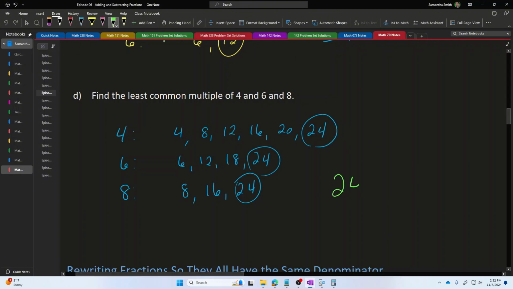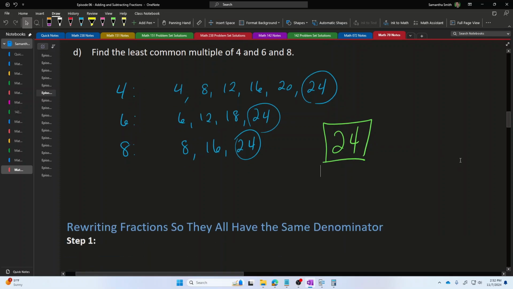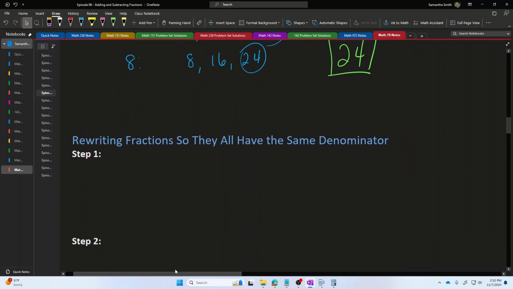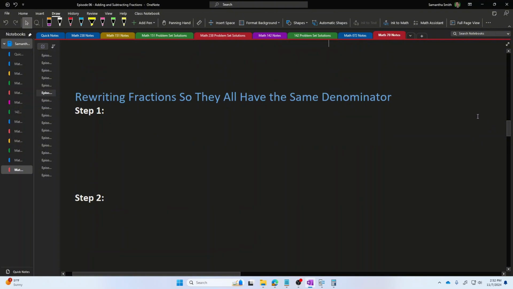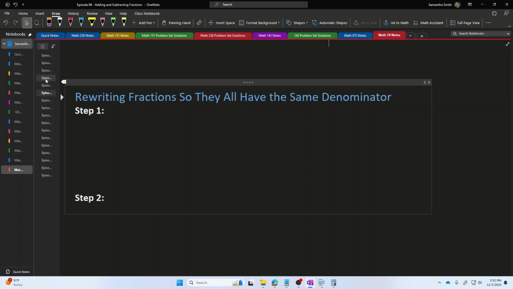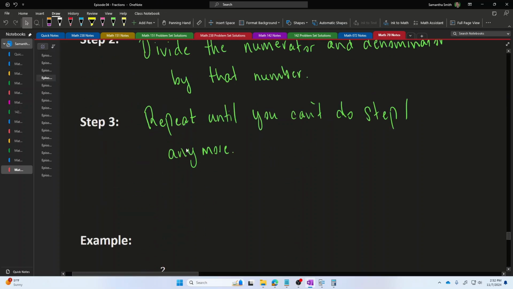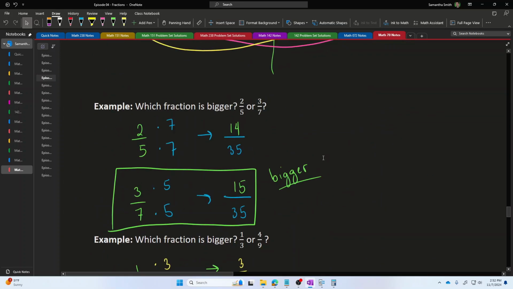24 would be the least common multiple of these 3 numbers. The least common multiple is a nice and efficient way to rewrite 2 fractions or 3 fractions or 4 fractions so that they all have the same denominator. Back in episode number 4, we rewrote fractions so that they had the same denominator so that we could compare which one was bigger.